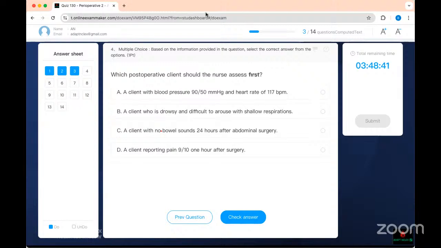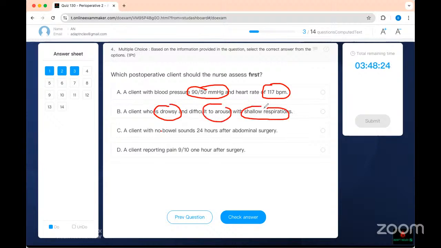Which one can sense you? Which one do you think you got to be sharp? And let me give you the buzzword. 90 over 50 and a heart rate of 117. Patient is drowsy, difficult to arouse, and shallow breath. No bowel movement in 24 hours, and pain 9 out of 10. And like I said, you got to be sharp.